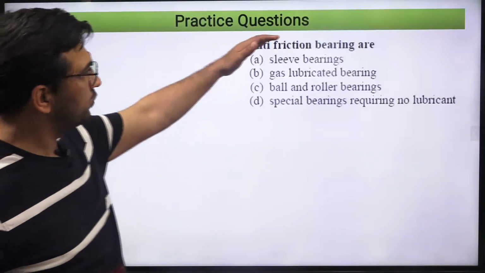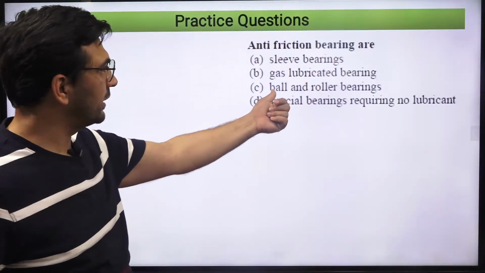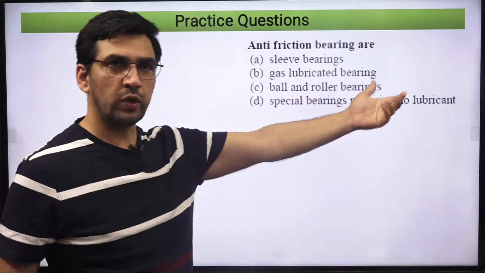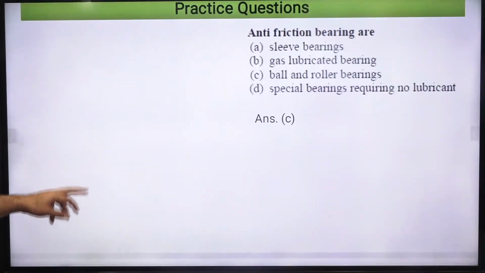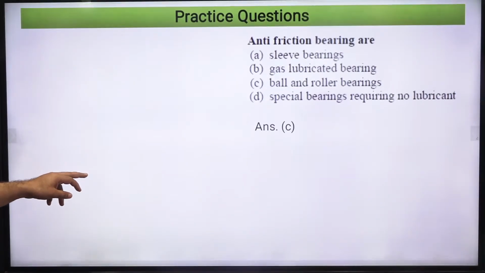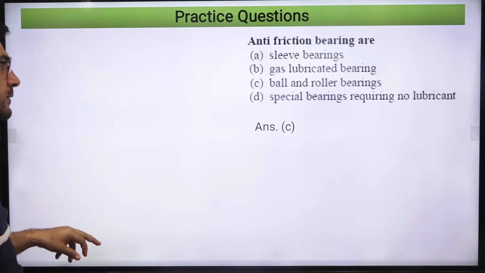So out of these, which one is the rolling element bearing? The rolling elements are the ball and the roller. So they could be either a ball bearing or a roller bearing. So C is going to be the correct answer. And one more thing you should remember: you should not interpret anti-friction as there being no friction. The meaning of anti-friction is that there is friction, but the friction is very little.